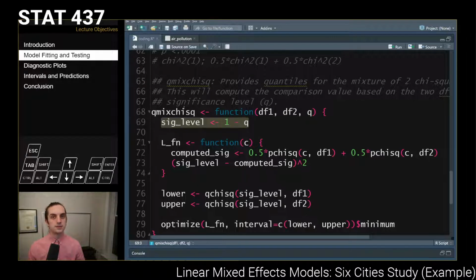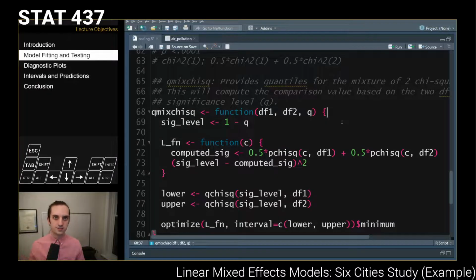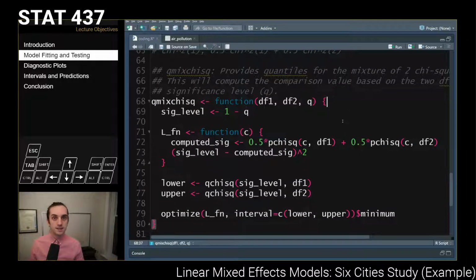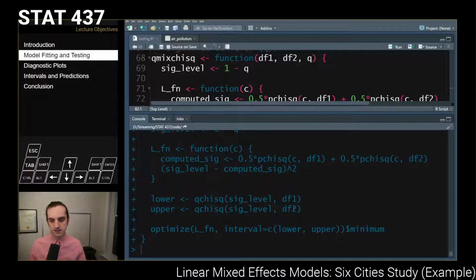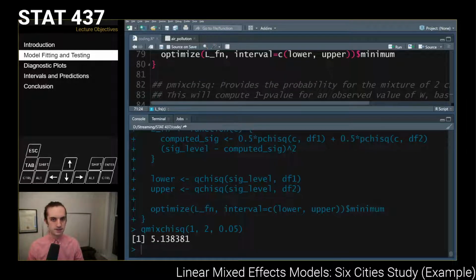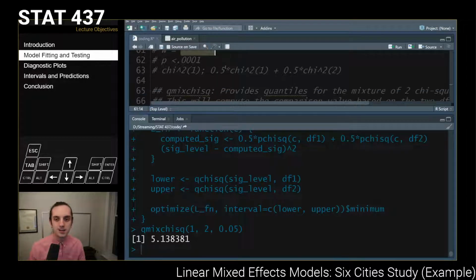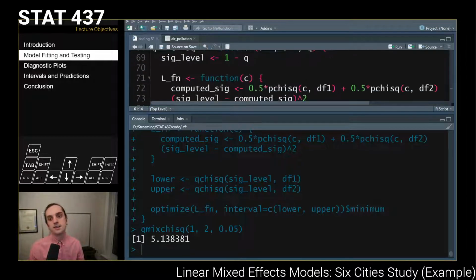And basically what it's going to do is return the test statistic result for the specified confidence level. So if you want to know what is the maximum test statistic value at a 5% level, we could say Q mix chi-square, degrees of freedom 1 is 1, degrees of freedom 2 is 2, and if we're testing at, say, the 5% level, then this is going to output 5.14 roughly. And so any value larger than 5.14 is going to mean we reject the null hypothesis. So of course, with our computed value of 73, we're going to be rejecting the null hypothesis anyways, but that's what that Q function does.